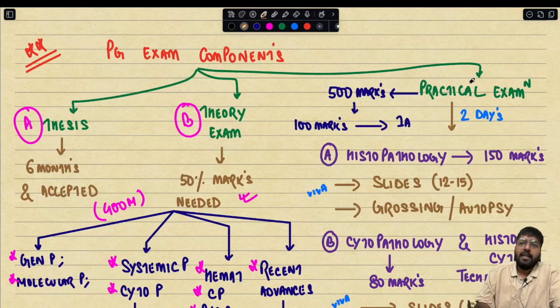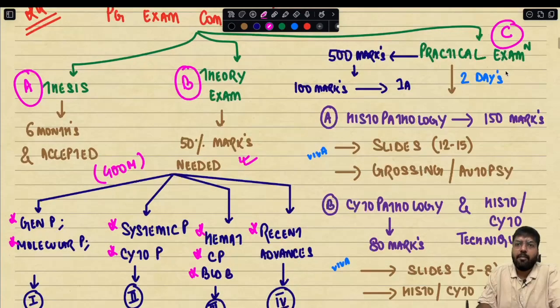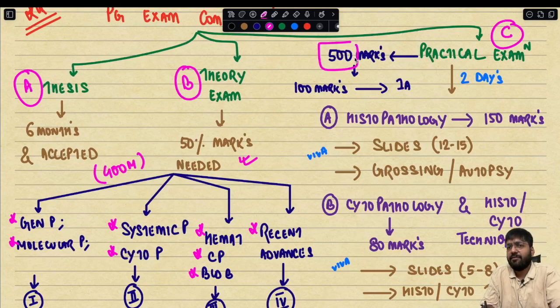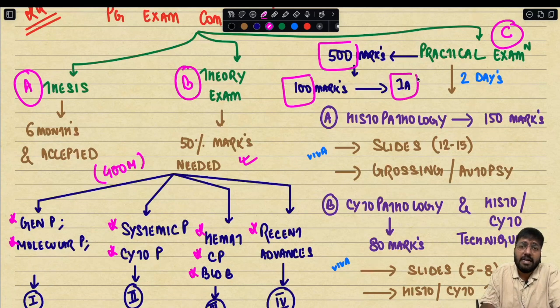Now the third important component for your exams is your practical component, or the practical examination. Now this practical examination has several divisions. So this is again very important, and the practical examination carries 500 marks. This is standard, though it can vary. Out of this 500 marks, 100 marks is basically for your internal assessment, what you have done in the past 3 years.